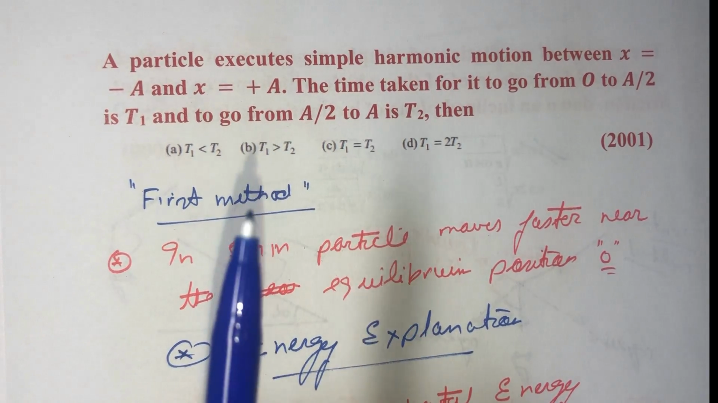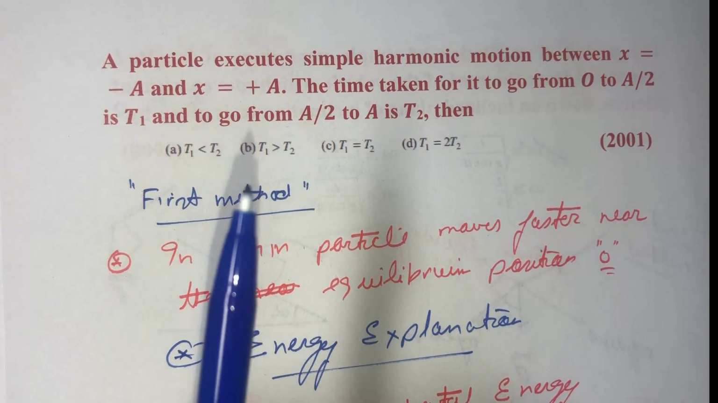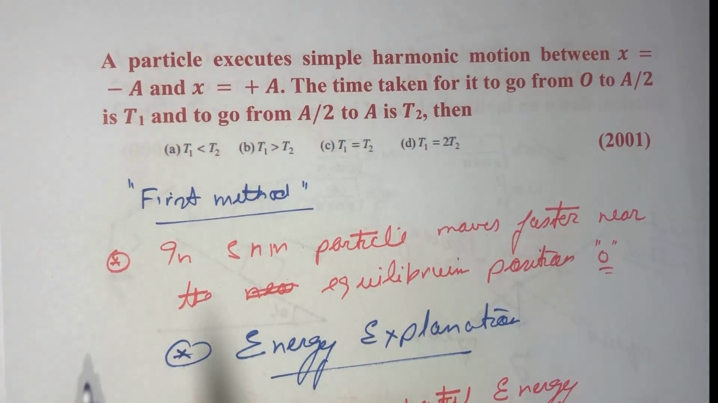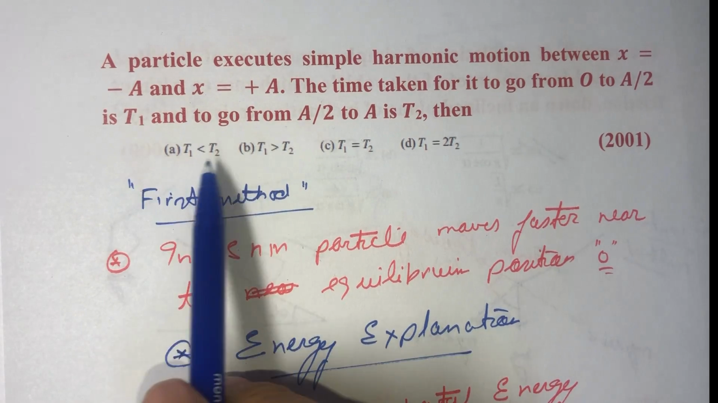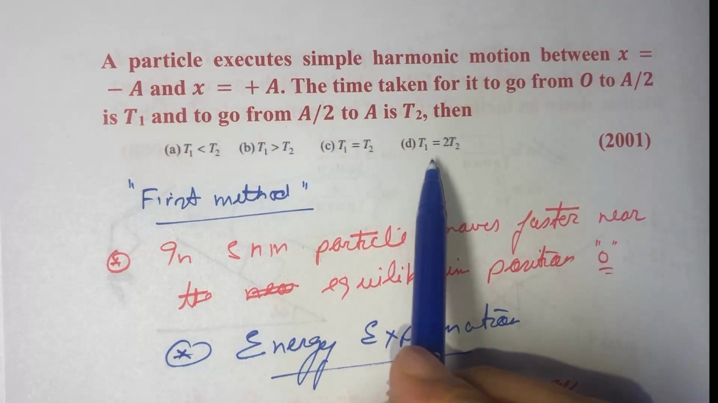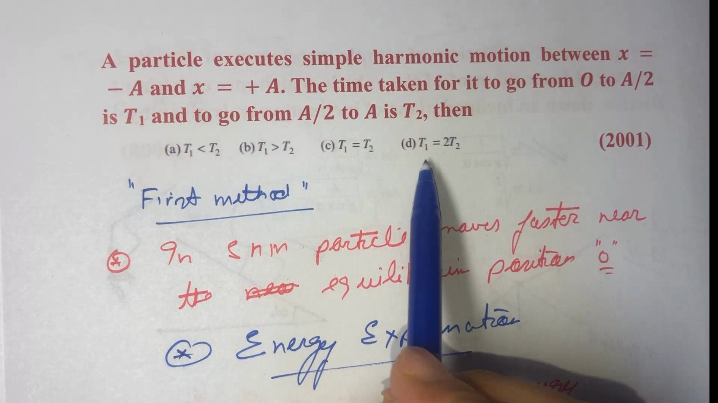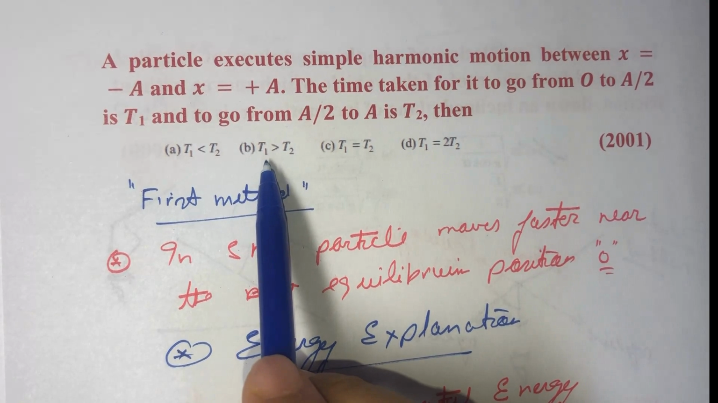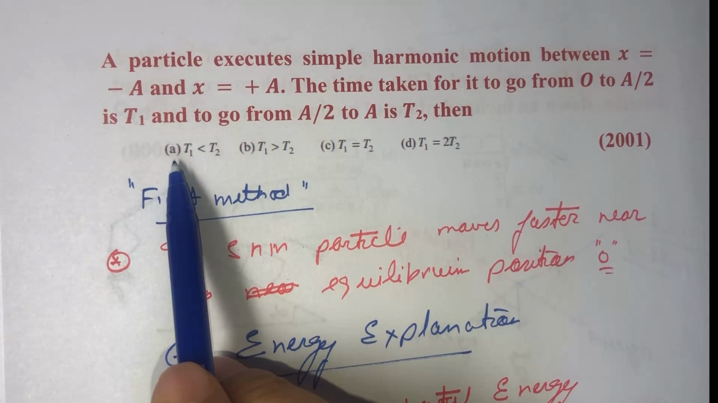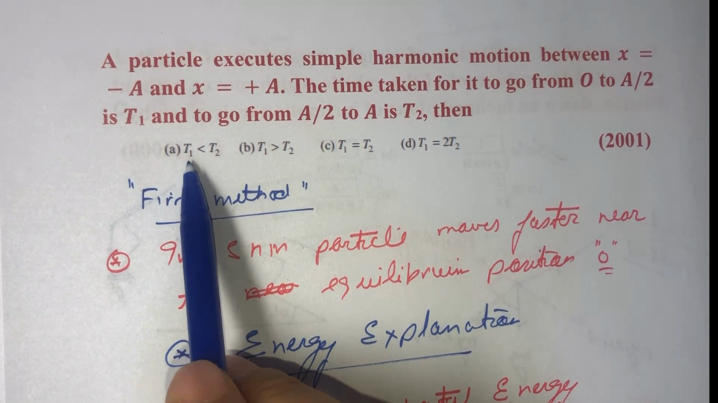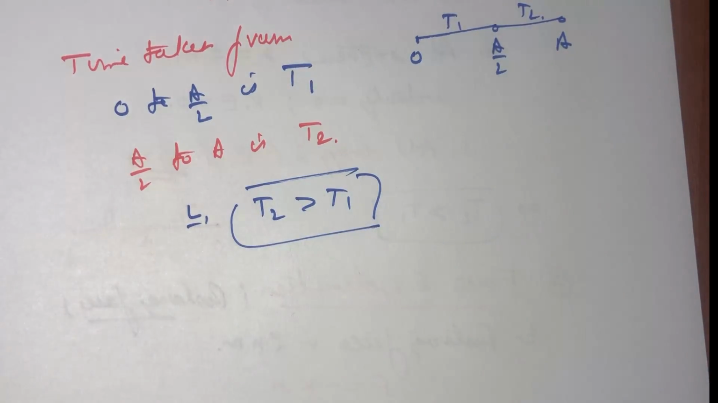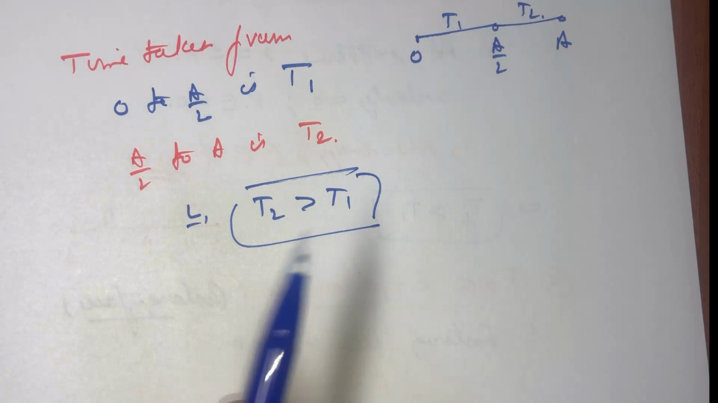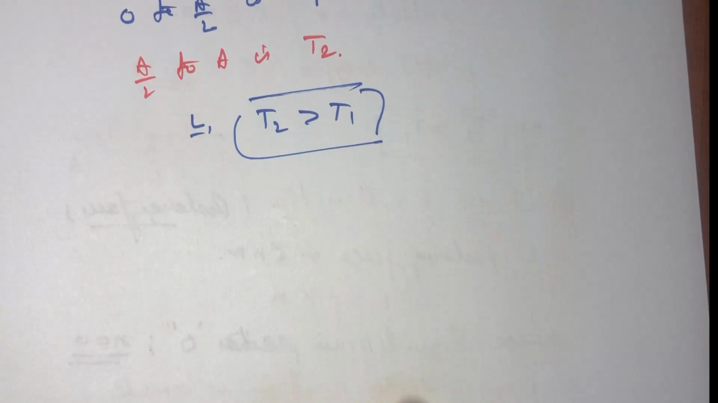But in order to find out the exact relationship between t1 and t2, we have to use the method of integration. This only tells us which time will be greater or smaller. From here we can conclude that t1 will not be equal to t2, neither will t1 be equal to twice of t2, so option B is also not available. So the only true option is A, that is t1 is less than t2. To find the exact relationship between t1 and t2, we have to use the integration method, and for it there are two approaches.